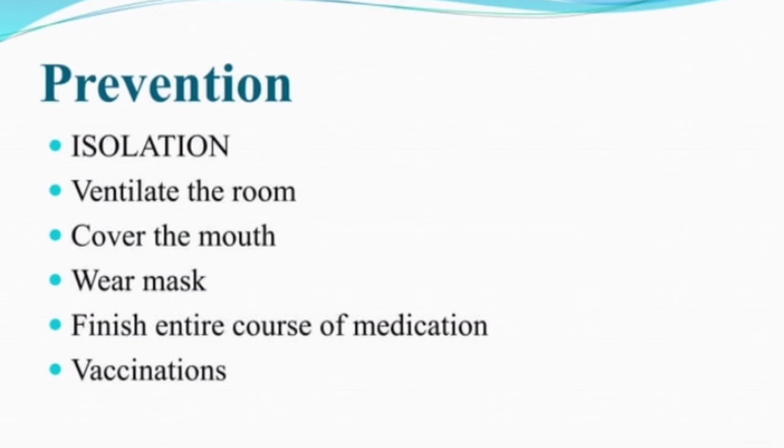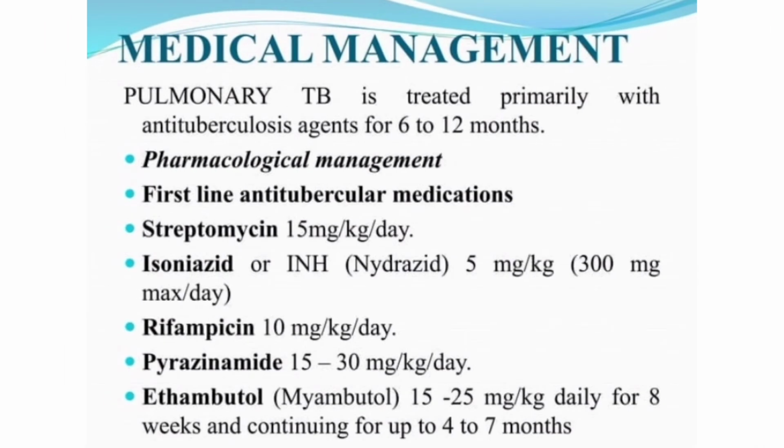Next comes the medical management of TB. Pulmonary TB is treated primarily with anti-tuberculosis agents for 6 to 12 months. First line anti-tubercular medications include streptomycin, isoniazid, rifampicin, pyrazinamide and ethambutol. So these are the first line drugs of TB.